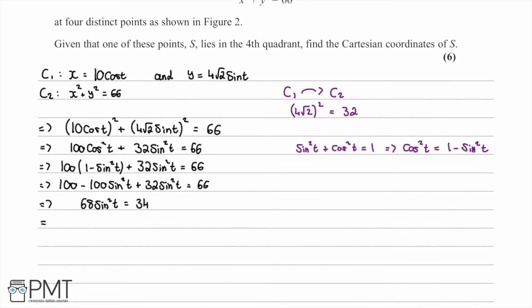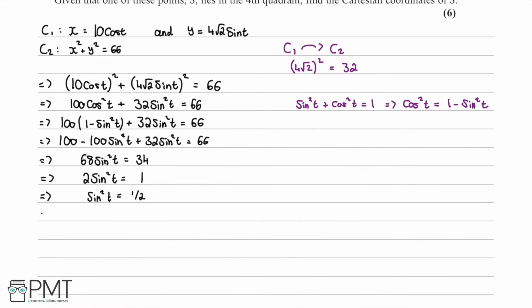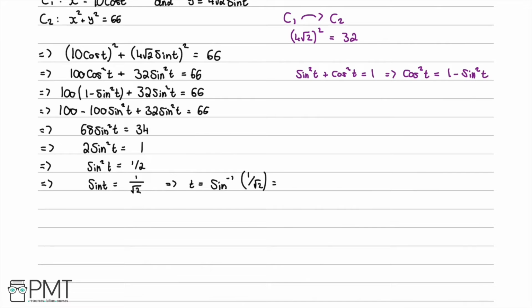Next we can simplify this slightly, and if we divide everything by 34, we'll have 2 sine squared t is equal to 1. And then dividing again by 2, we'll have that sine squared t is equal to 1 over 2. And then we can get rid of the squared by square rooting both sides. So we'll then have that sine t is going to be equal to the square root of 1 over 2, which is going to be 1 over root 2. And we know that this is now in a form in which we'll be able to solve. So we can therefore write that t is going to be equal to sine to the negative 1 of 1 over root 2. And then putting this into our calculator, we get that this will be equal to pi over 4.